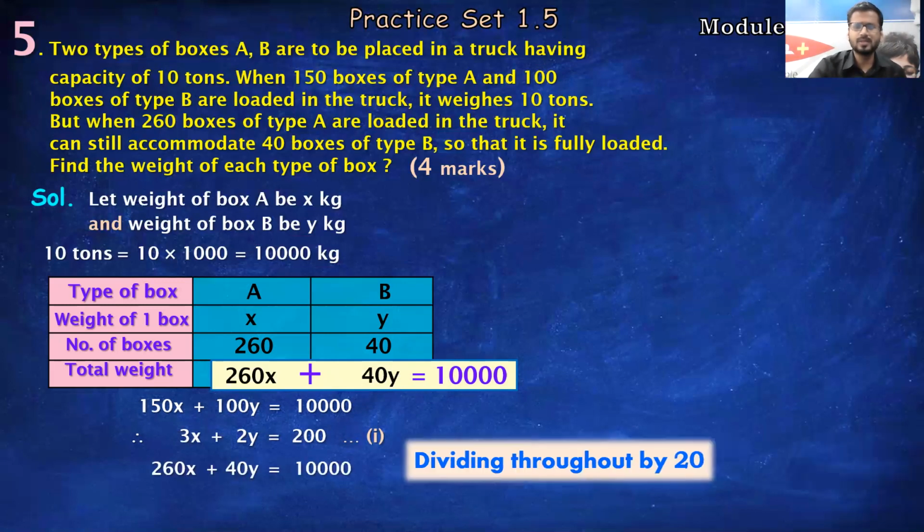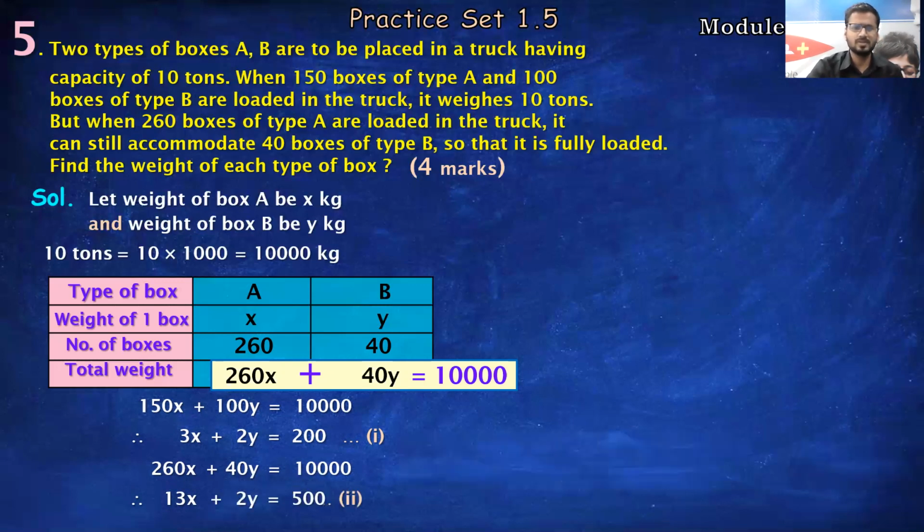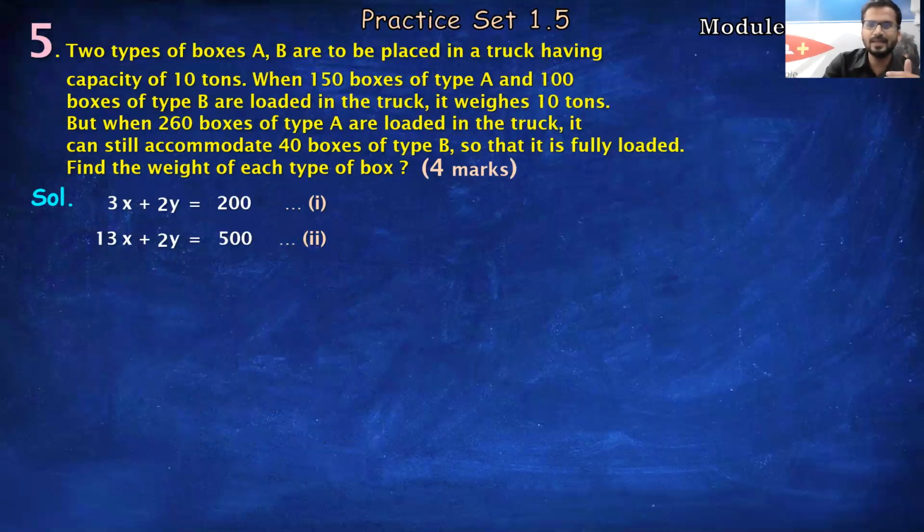Let us further reduce this. You can divide throughout by 20. So 260 divided by 20 is 13x, plus 40y divided by 20 is 2y, and 10,000 divided by 20 is 500. So this is your second equation. Once you get these two equations, students, further solving wala part is quite easy. Okay, I'll explain you first sum ka solving wala part. Next sum mein we will just form the equations and you can do it on your own.